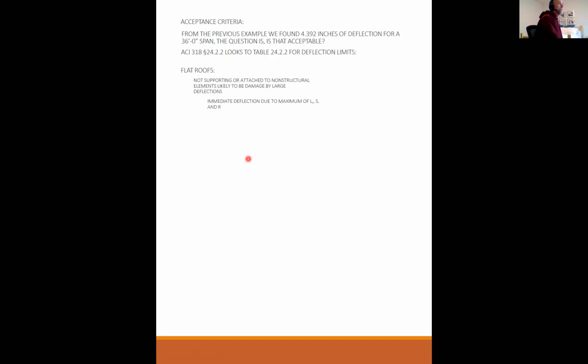Does that sound good? Does that sound healthy? Question is, is that acceptable? ACI 318, section 24.2.2, looks to Table 24.2.2 for your deflection limits. For flat roofs not supporting or attached to non-structural elements likely to be damaged by large deflections, the immediate deflection due to maximum of, that's rain, live load, snow, or rain, your allowable is L over 180.